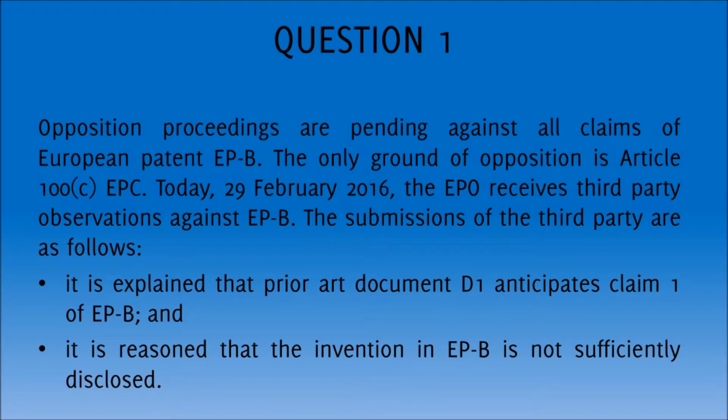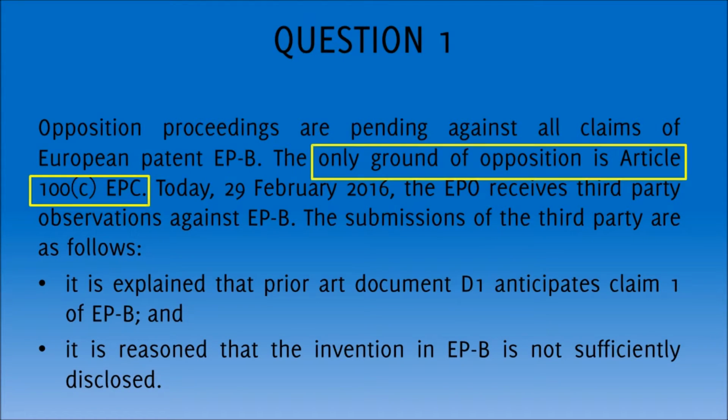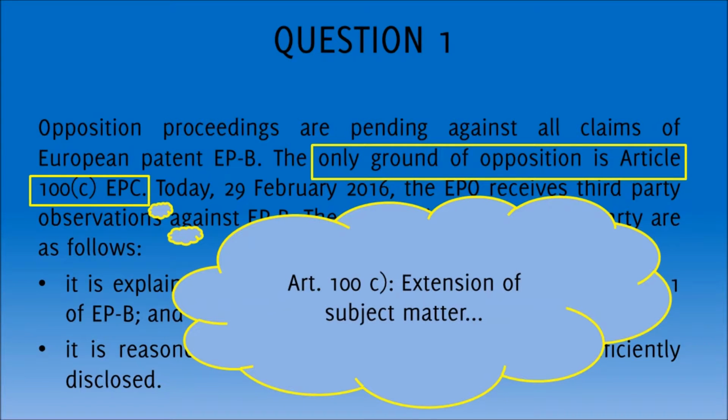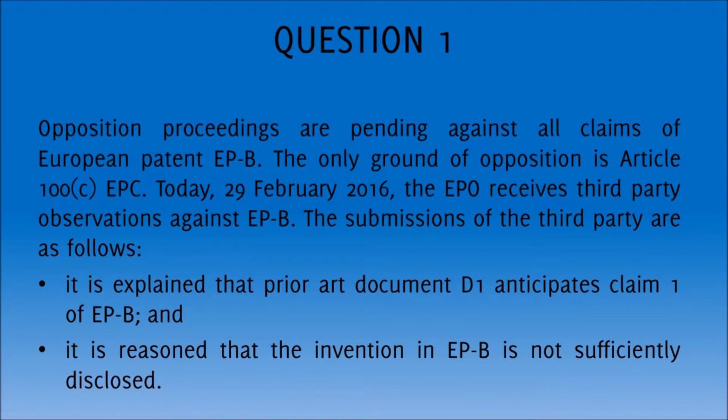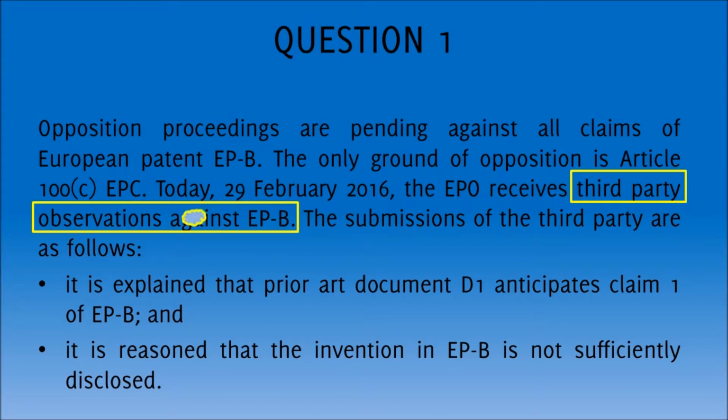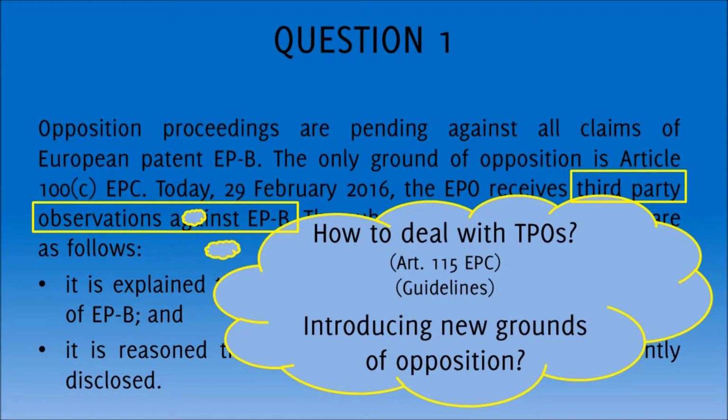The next thing which grabs my attention is that the only ground on which the opposition seems to be based is Article 100C. What is this article about? Right, extension of subject matter. The next thing which catches my eye is the third-party observation, which was filed against EPB. What article do you have to think about immediately when it comes to TPOs? Right, it's Article 115 EPC.